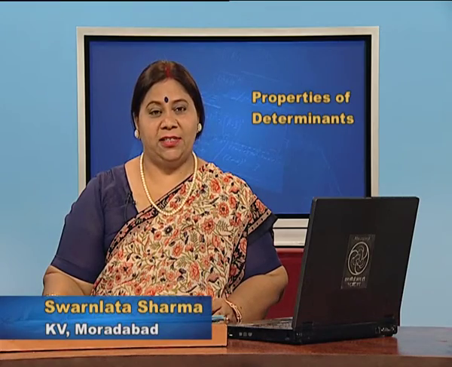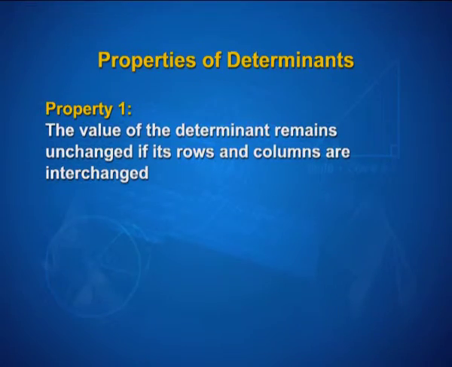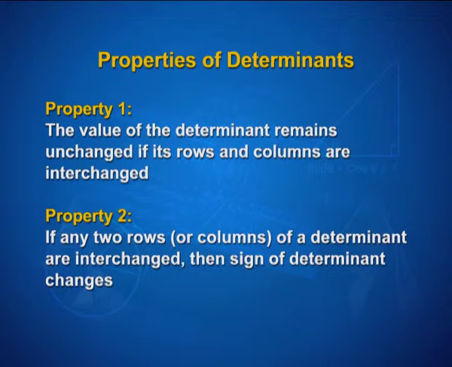Hello students, today we shall study about properties of determinants. Let's start with the first property. The value of the determinant remains unchanged if its rows and columns are interchanged. Second property, if any two rows or columns of a determinant are interchanged, then the sign of the determinant changes.